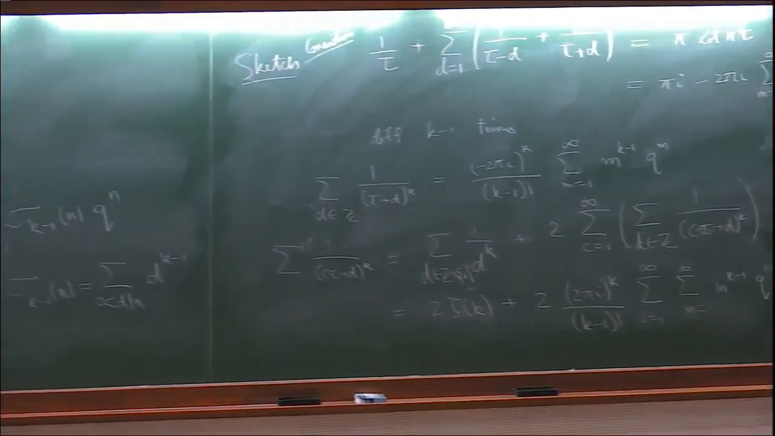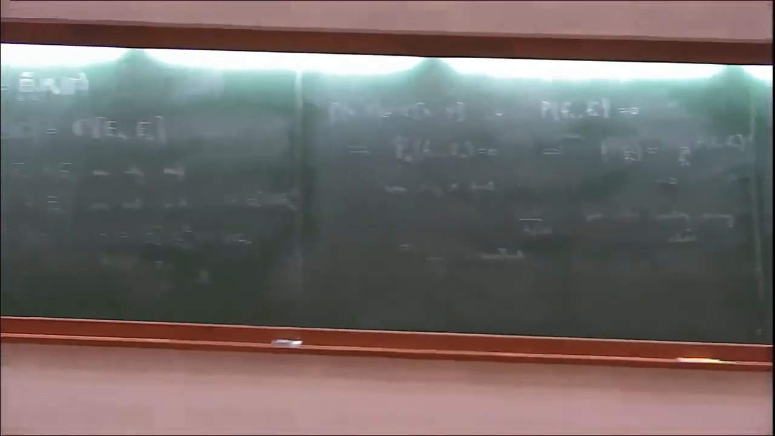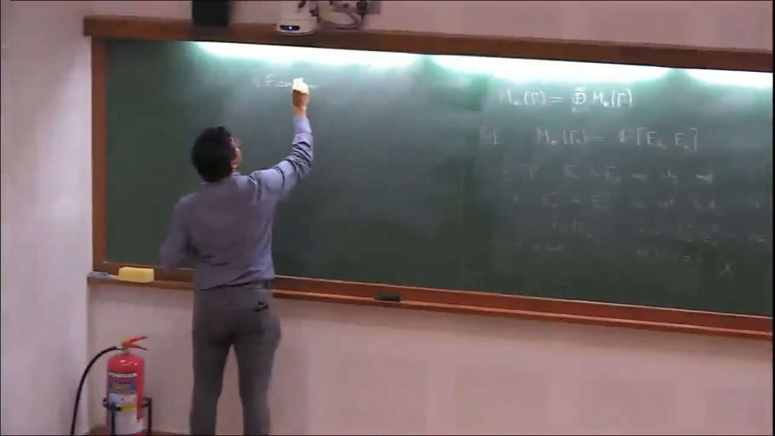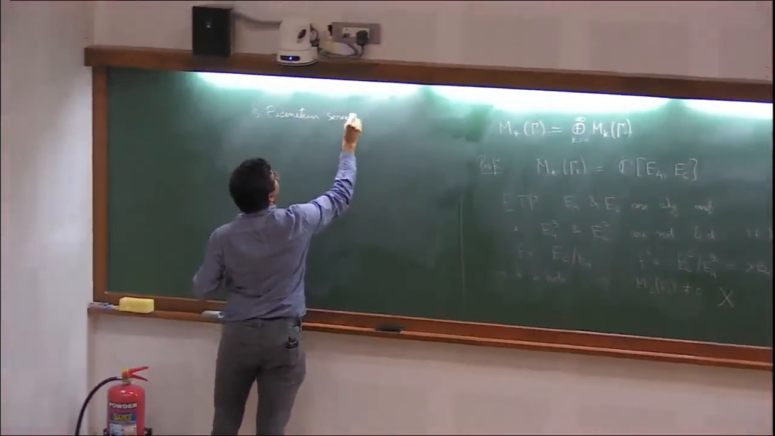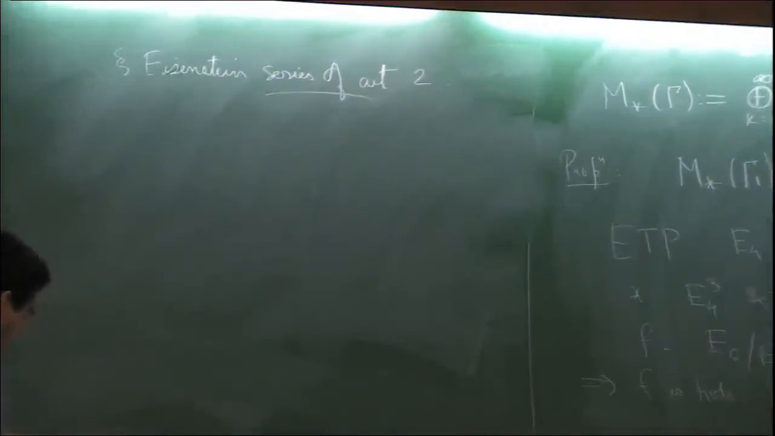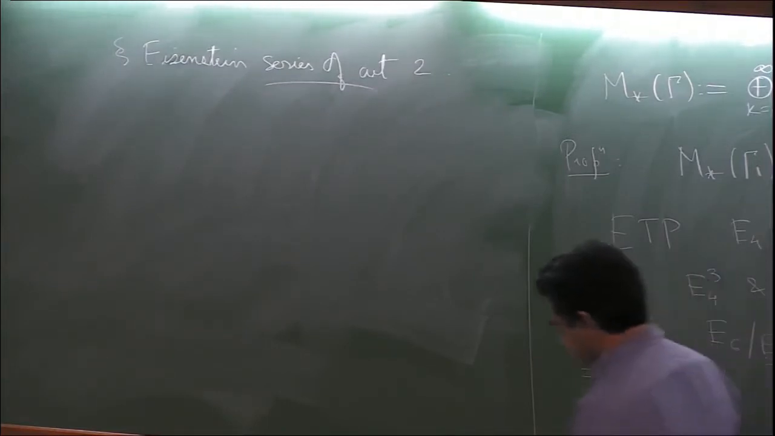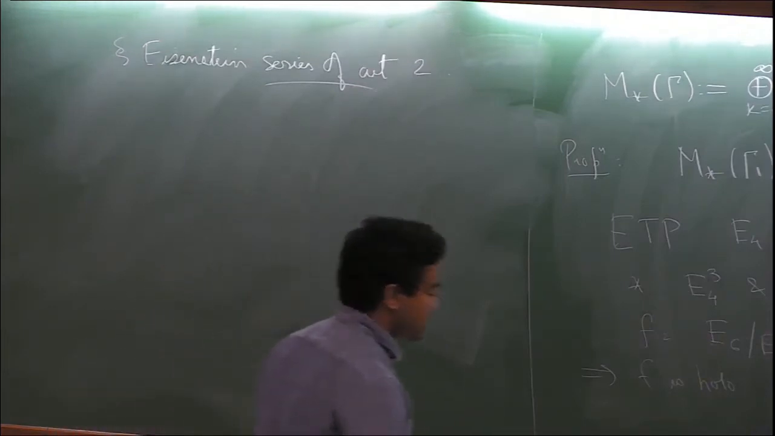Okay, so now I come to Eisenstein series of weight 2. The problem with the weight 2 Eisenstein series is that the sum that we defined for E sub 2 wouldn't make sense because things are not absolutely convergent. But what does make sense is the Fourier expansion.